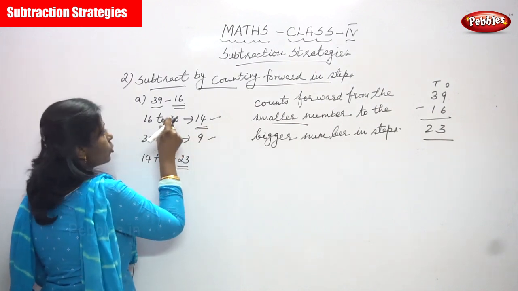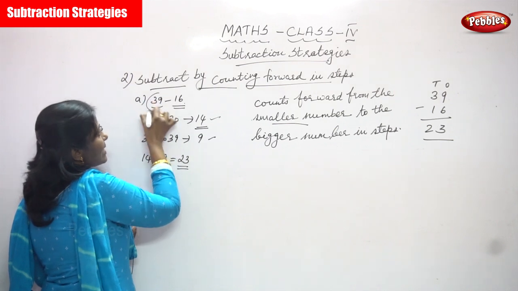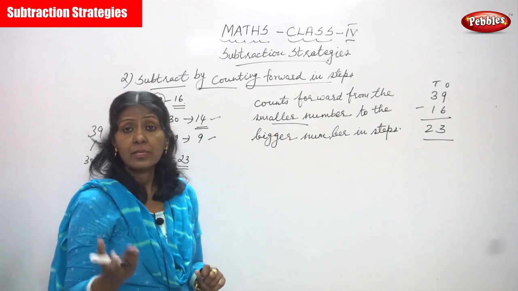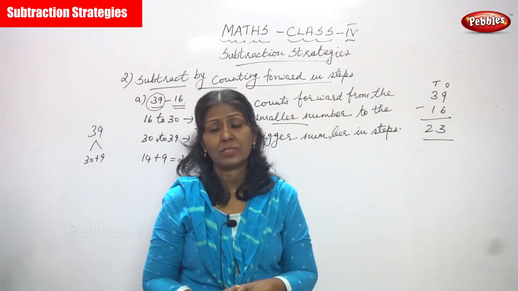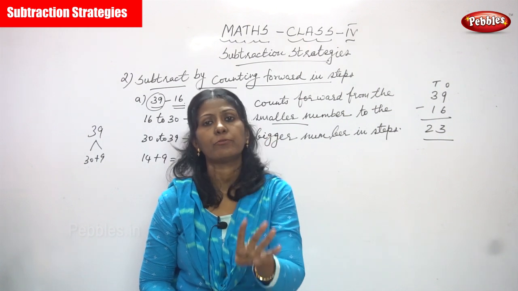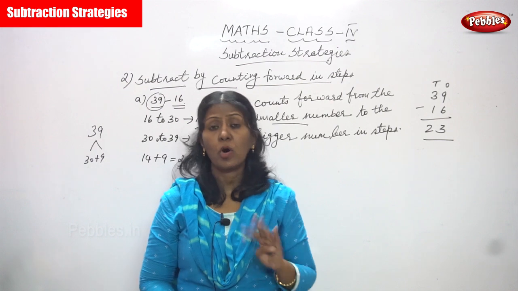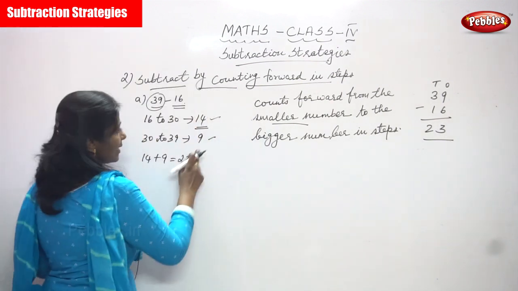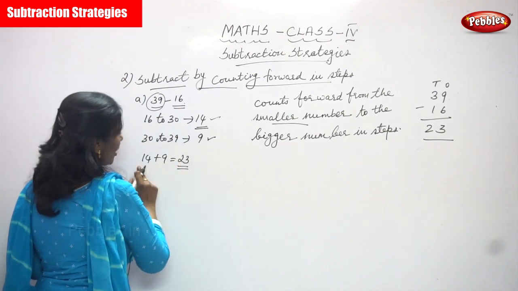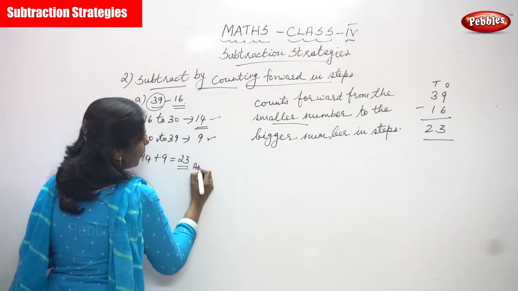Next, again you start with 30 and go to 39, the number exactly given in the question. After 30 you count: 31, 32, 33, 34, 35, 36, 37, 38, 39. How many numbers? 9. So the second count is 9. The first count is 14, the second is 9. You add both counts, 14 plus 9, and you get the answer 23.